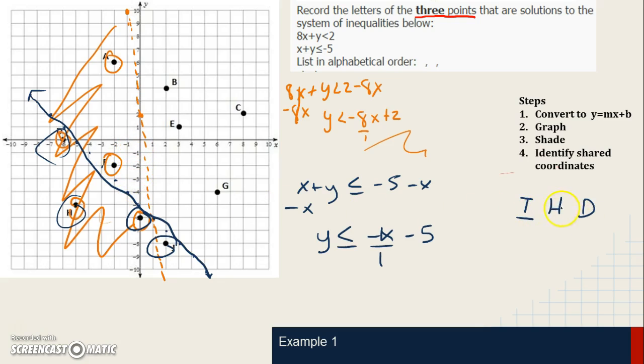And now we have I, H, and D, which are shared in both of these solutions. You know, we're shading down below here, and that includes I, H, and D. Now we want to make sure that we list them in alphabetical order because I, H, D is not alphabetical, it'll count it wrong. Let's go ahead and just put D first, and then H, and then we'll end off with I.